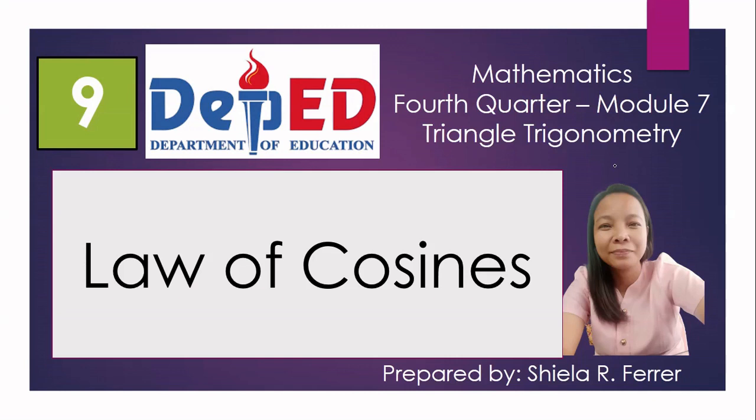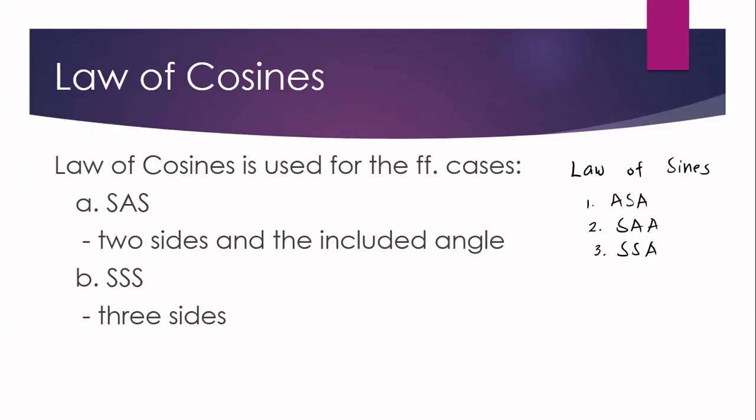Good morning, everyone. After we discuss the law of sines, we will be discussing today the law of cosines. Now, remember that we use the law of sines for these cases: if you have the ASA case, two angles and the included side; SAA, two angles and a non-included side; and then SSA, or the ambiguous case, if the given are two sides and a non-included angle.